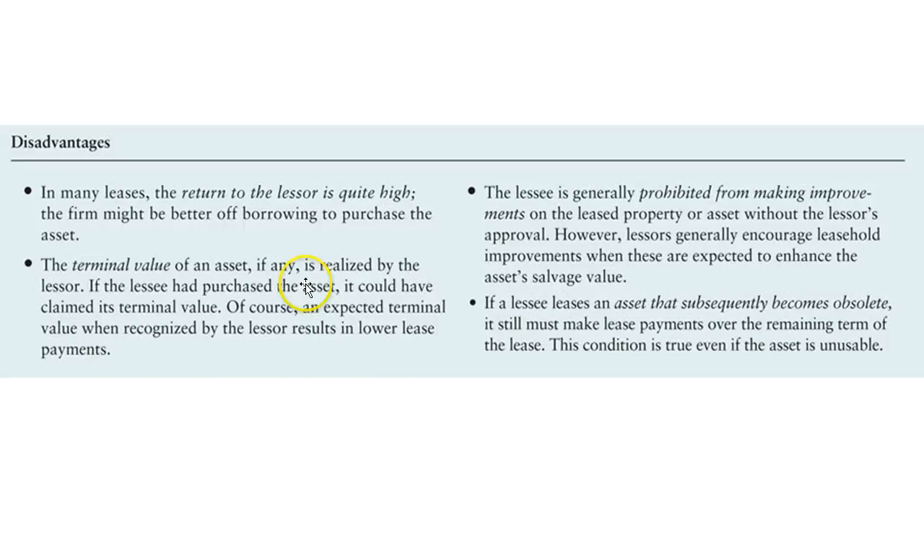Now, disadvantages: in many leases, the return to the lessor is quite high. So basically, the lessor is making money generally, and if a company does go into bankruptcy, the lessor is going to make more money off of this transaction. That's why, with auto leases, generally it's better to purchase than to lease an automobile, because the leases are in favor of the automobile companies, the lessor. When you lease an automobile, you're the lessee. The car dealership is the lessor.